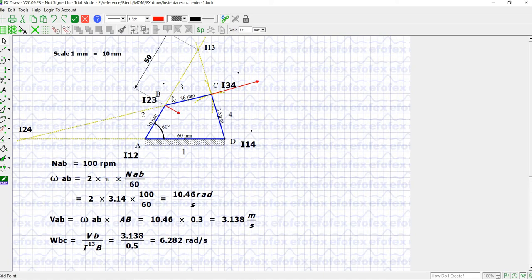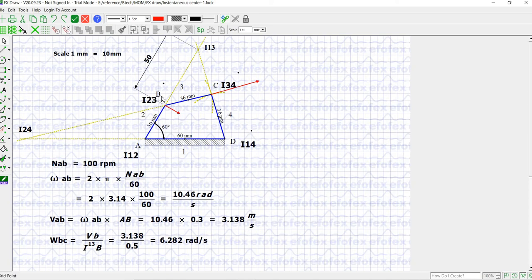So now we have the angular velocity of the link, which is rotating in the clockwise direction. Definitely the velocity of the point B we can find out. That is the angular velocity of the link times the length of that link. That is omega AB into AB, the link length. That is 10.46 radians per second into 300 mm, that is 0.3 meters, which is equal to 3.138 meters per second.